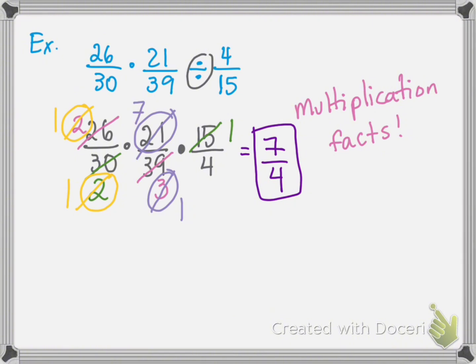Now again, notice how easy it is to do it this way. Instead of having to multiply 26 times 21 times 15, and then 30 times 39 times 4, and then having to reduce several times to get to 7/4, it would be much more complicated. And remember that in math, we always try to do it the easiest way, and this is the easiest way.